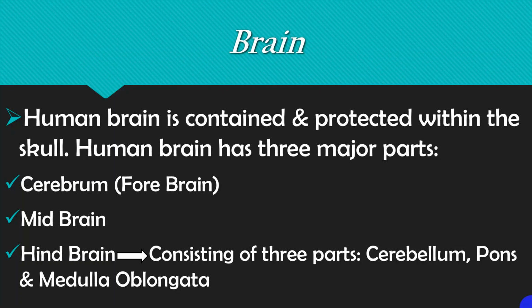The cerebrum is the main part of human brain. It consists of 2 incompletely divided lobes, the right and the left cerebral hemisphere. The 2 hemispheres are connected to each other by a broad tract of nerve fibers.